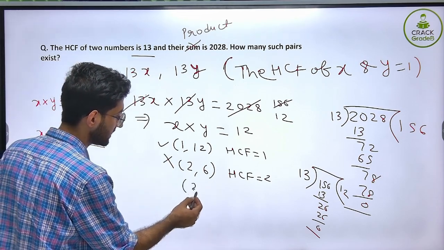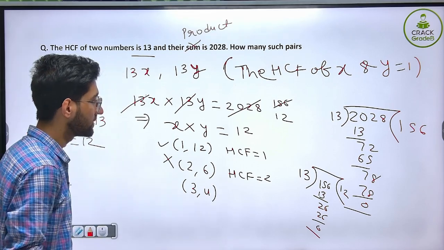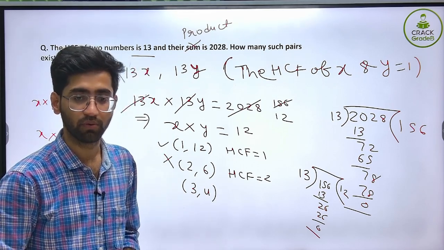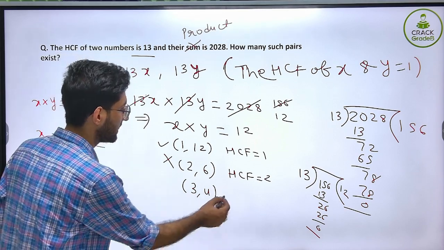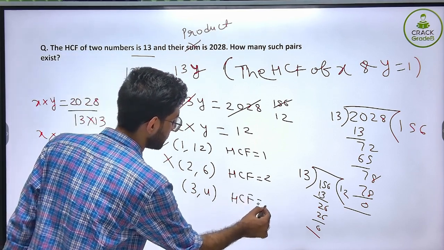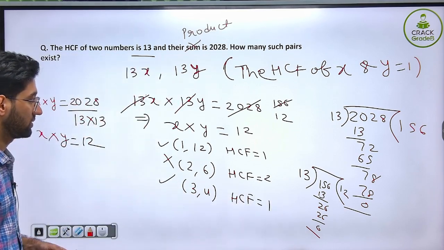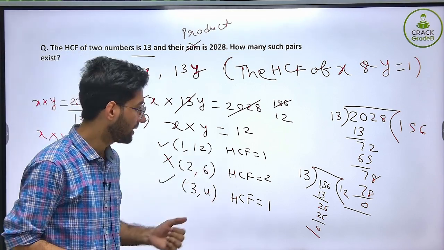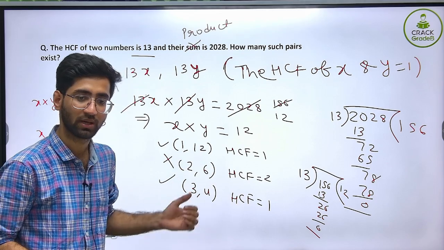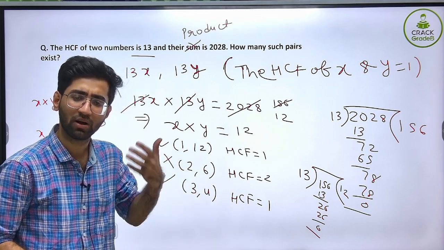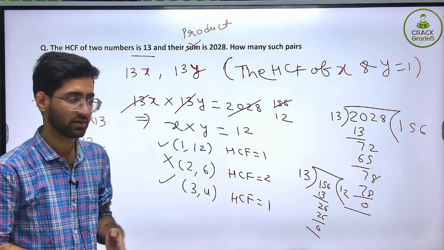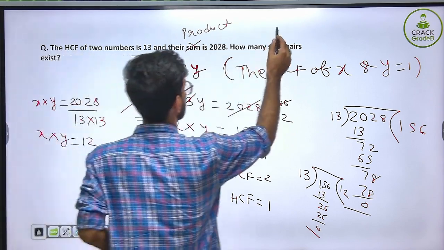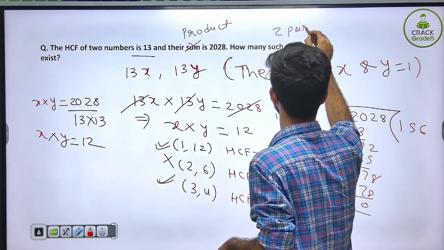Now 3 and 4. Yeah, 3 into 4 equal to 12, and HCF of 3 and 4 is 1. Means you can accept this value, right? And 1 into 12 is 12, 2 into 6 is 12, 3 into 4 is 12, and you can't find any pair anymore, right? So what will be the answer? The answer will be 2 pairs.